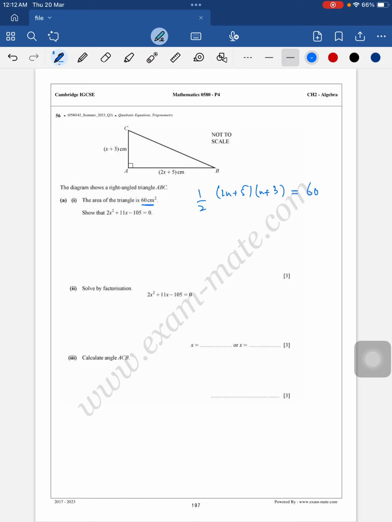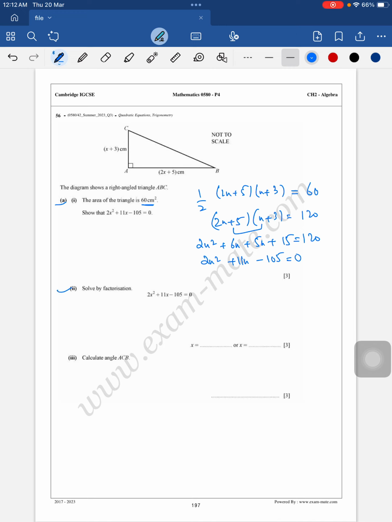Now simplifying it, 2 goes over there, so that will be 2 times 60 is 120. Now simplifying these two terms, that will be 2x square plus 6x plus 5x plus 15 is equal to 120. So 2x square, 6x plus 5x is 11x, 15 minus 120 will be minus 105.